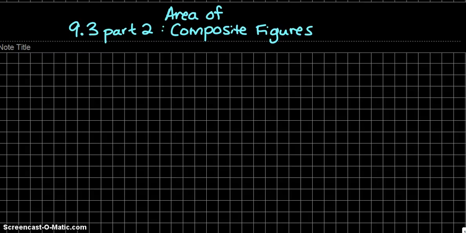Welcome to 9.3, Part 2, Area of Composite Figures. So in this section, we're just going to talk about what to do when you get a figure that has more than one shape in it. And there are so many different types of problems that you could see. We're going to do two of them right now.